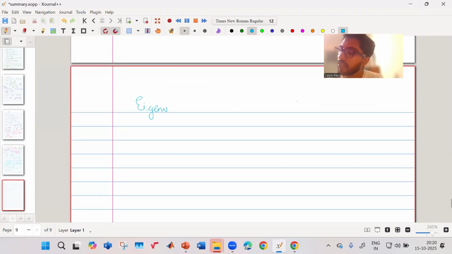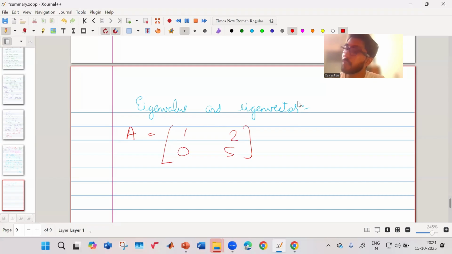You have your eigenvalue and eigenvector. So if you have a matrix A, let us say 1, 2, 0, 5. Can you tell me what are its eigenvalues? 1 and 5. So is this system stable or unstable? Unstable. So this system is unstable. Okay.